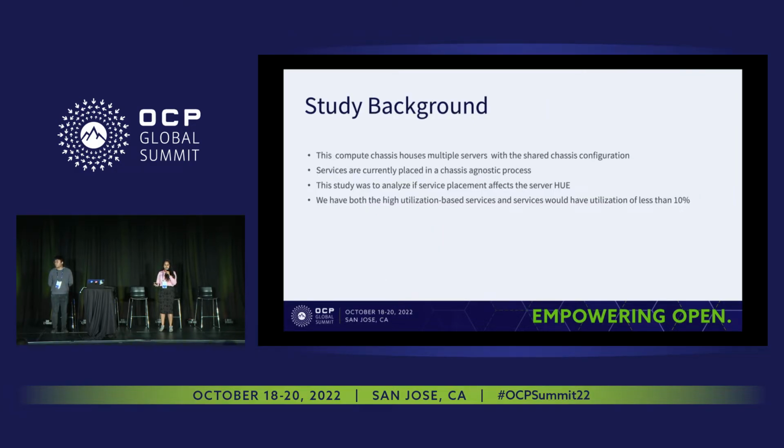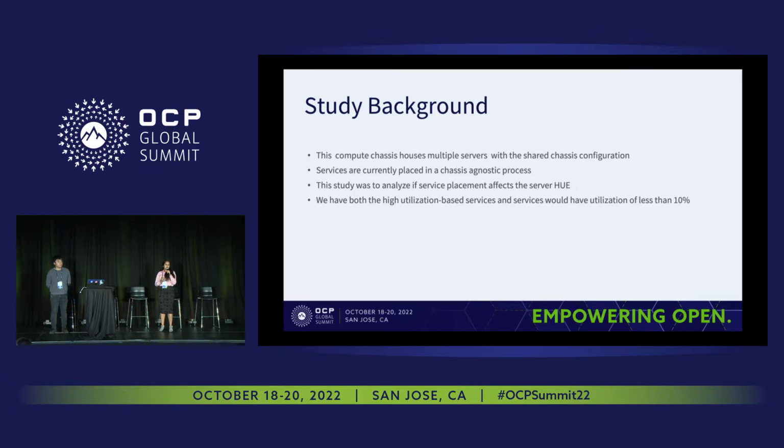So the background of the study is covered across this compute chassis, which houses multiple servers with the shared chassis configuration. The services are currently placed in the chassis agnostic process, and that's how we monitor all of the power utilization and hardware utilization trends. This study was to analyze if the service placement is affecting the hardware utilization effectiveness metric that we have defined.